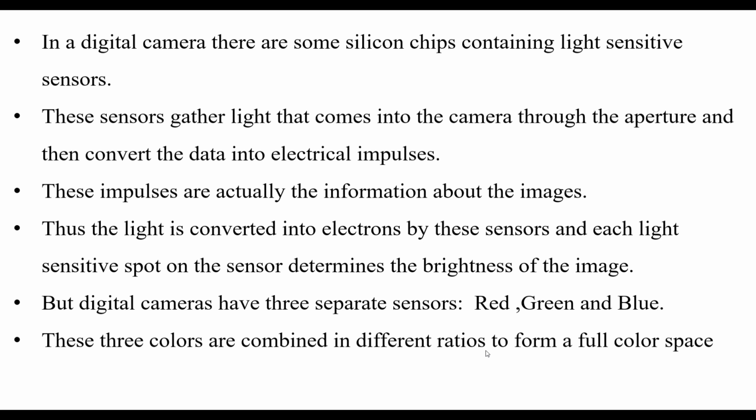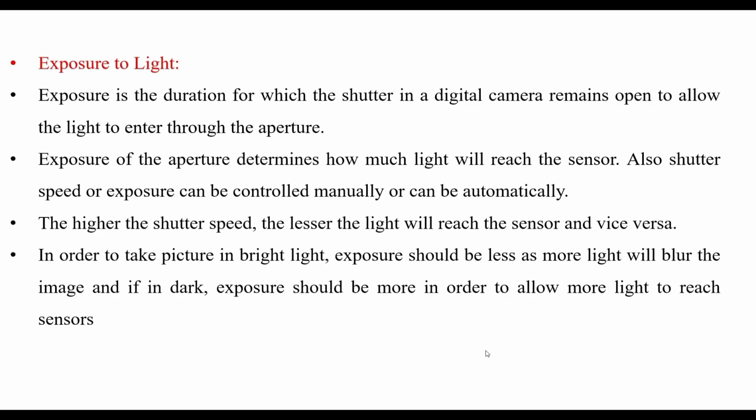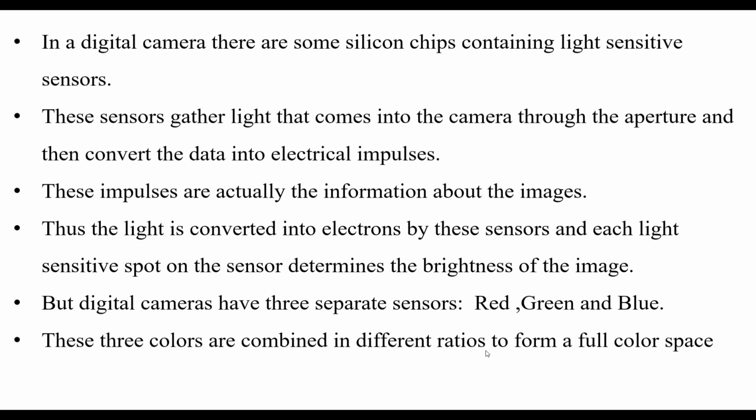The light sensitive sensors gather the light that comes through the aperture and convert the data into electrical impulses. These impulses are actually the information about the images. The light is converted into electrons by these sensors, and each light sensitive spot on the sensor determines the brightness of the image.